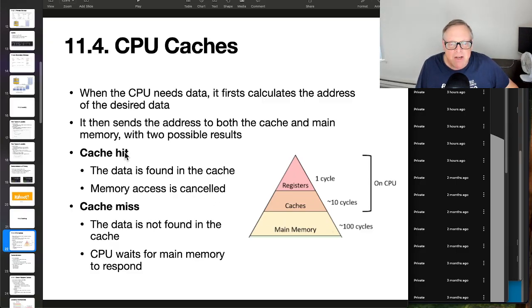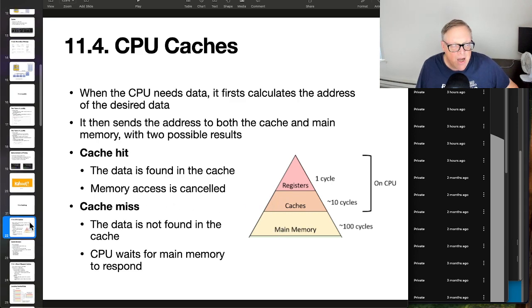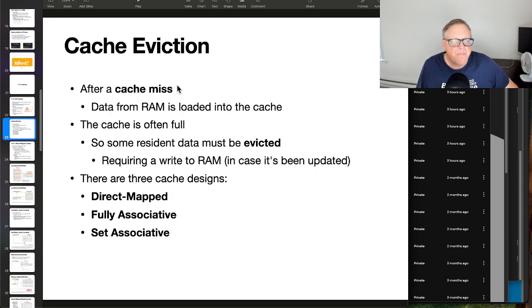So a cache hit is when you look for the data in the cache and you find it there, so it doesn't bother going to the memory. A cache miss means you're going to have to load the cache from main memory. That's called cache eviction. If you look for memory and the cache doesn't contain what you need, then you evict what's currently in that piece of cache and load data from RAM.